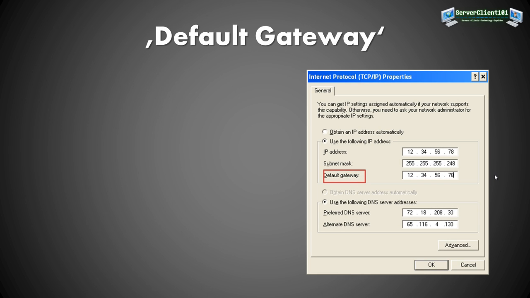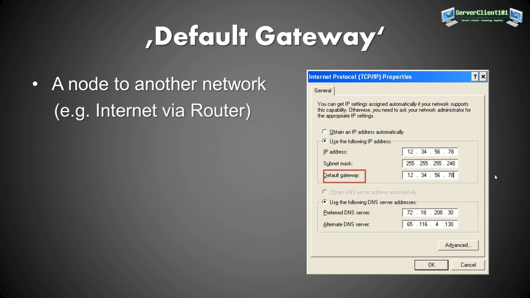Now we come to the default gateway. The default gateway is basically a node to another network. For example, it connects you with the internet, and many times this is the router, your modem, your DSL modem, your DSL router, whatever you have. This thing acts as your gateway to the internet. It will connect your local network to the global worldwide internet. Good. So basically it's just a node to another network.